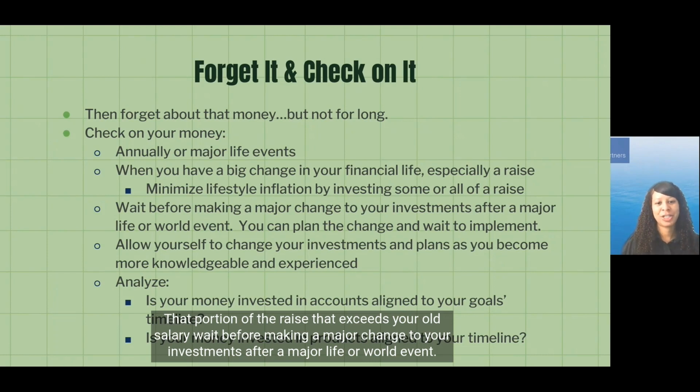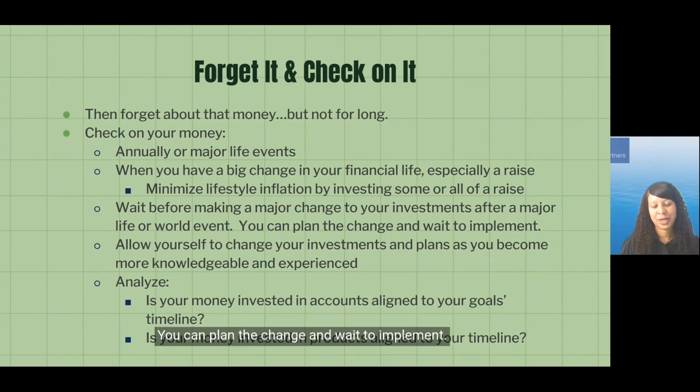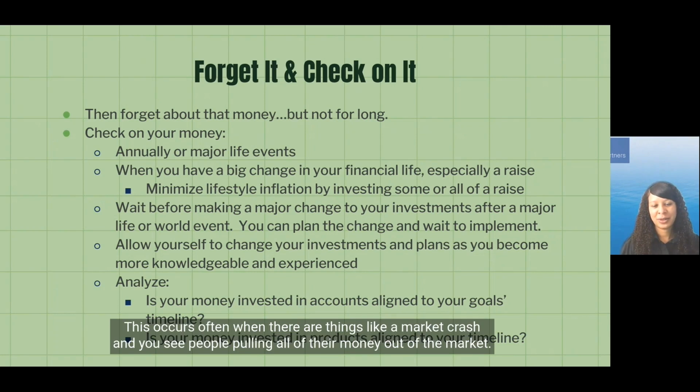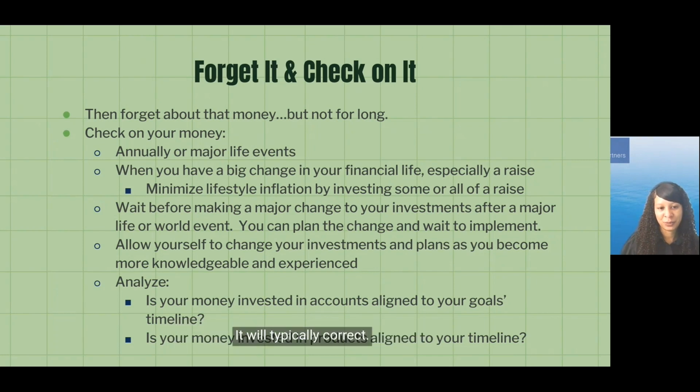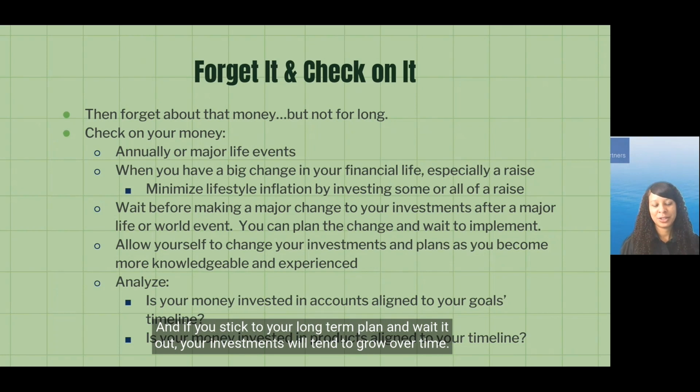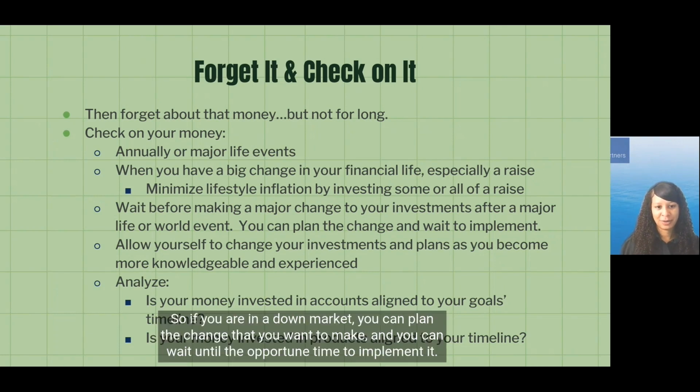Wait before making a major change to your investments after a major life or world event. You can plan the change and wait to implement. This occurs often when there are things like a market crash and you see people pulling all of their money out of the market. This typically is not the most advantageous strategy because although the market may be down, it will typically correct. And if you stick to your long term plan and wait it out, your investments will tend to grow over time. So if you are in a down market, you can plan the change that you want to make and you can wait until the opportune time to implement it.